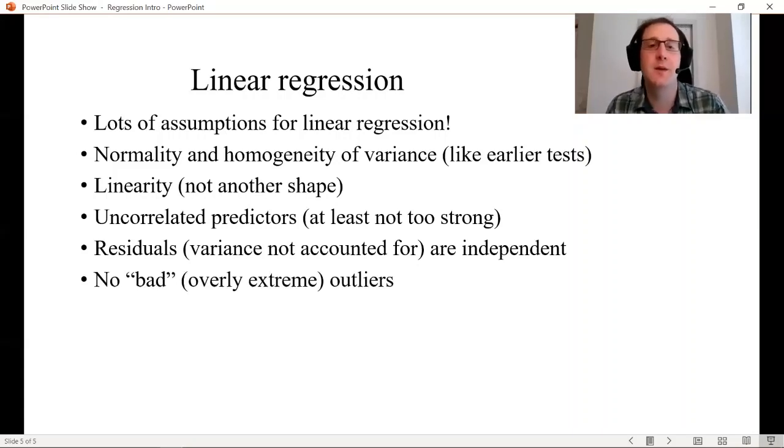You're also making the assumption that there are no bad outliers. That is, there aren't any outliers that are overly extreme or that throw off your estimates so much that the regression doesn't make any sense. Similar to that assumption about uncorrelated predictors, if you have maybe one outlier and it's not out too far, it's not really going to affect your results. It can be the case that if an outlier is completely different from all the other scores, almost all of the variance is going to be just that one outlier.